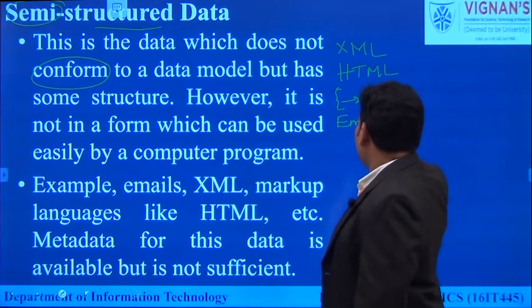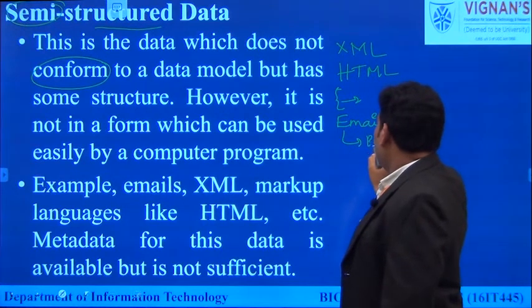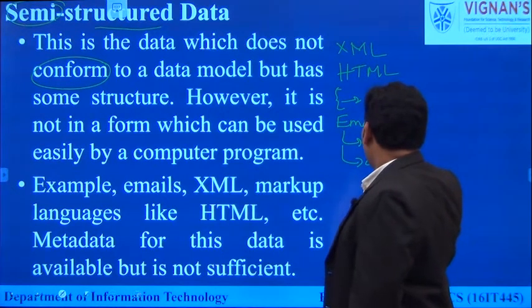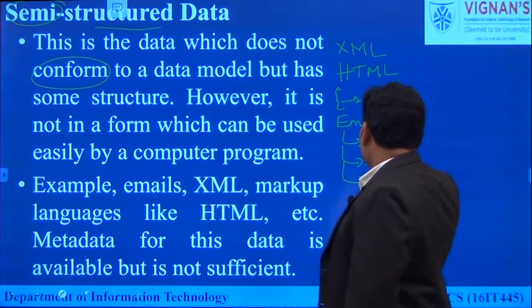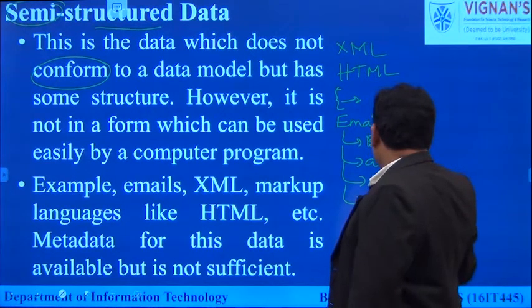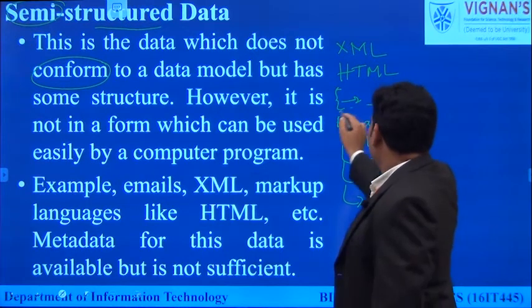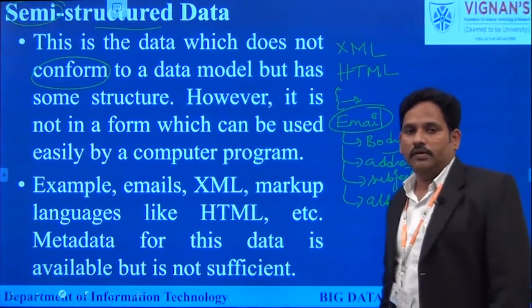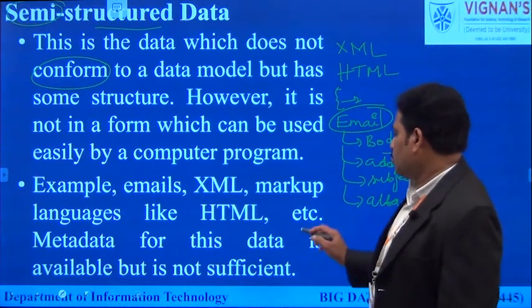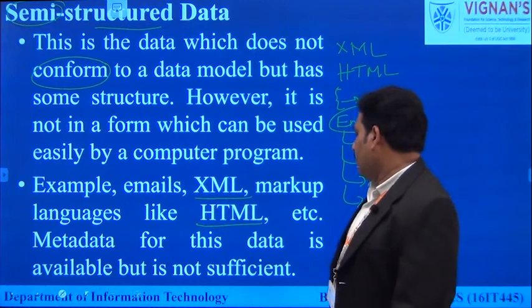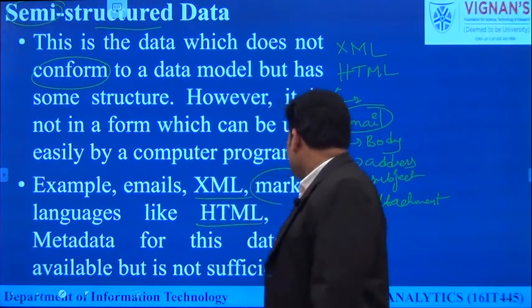When we are composing a mail, it may have a body of the mail, address information in the form of a mail ID, the subject of the mail, and attachments of the mail. These are the various fields which are embedded in a mail. So XML, HTML and email related applications are the best suitable examples of semi-structured data, along with other markup languages.